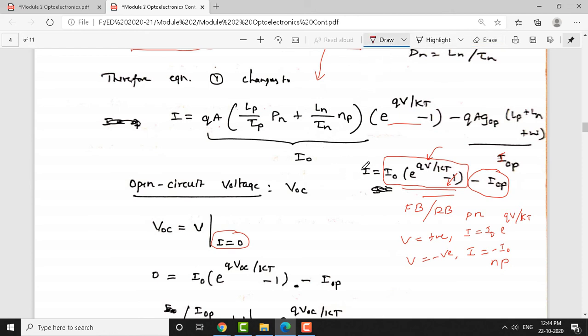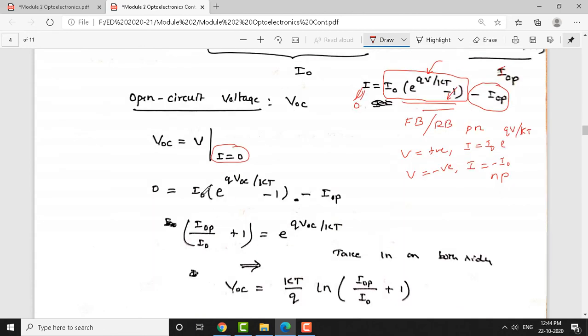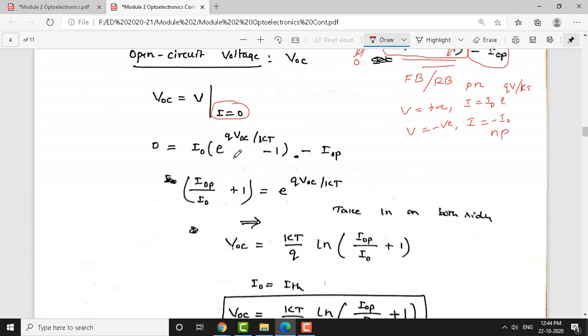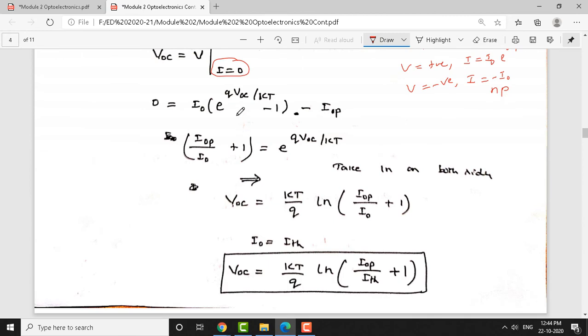Now, you can see this current here. If you make this current as 0, the remaining terms you can see here. So, I naught in e to the power q V, now V becomes VOC, because that is what we told here, by kT, minus 1, minus IOP. Now, transfer this to the other side and simplify it. So, transfer this to the other side and just add plus 1 to this.